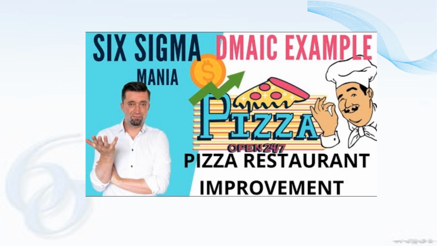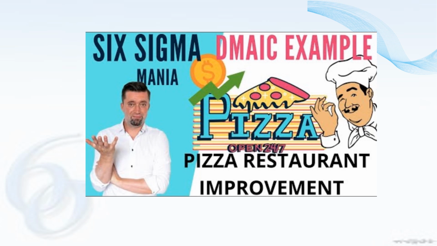While DMAIC is used for improving existing processes, DMADV focuses on creating new products or processes with high quality from the beginning. What is the difference between DMAIC and DMADV? The first is, in DMAIC we improve the existing product. DMADV focuses on creating a new product with high quality from the beginning.